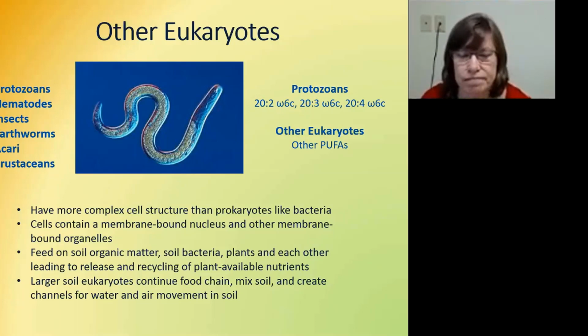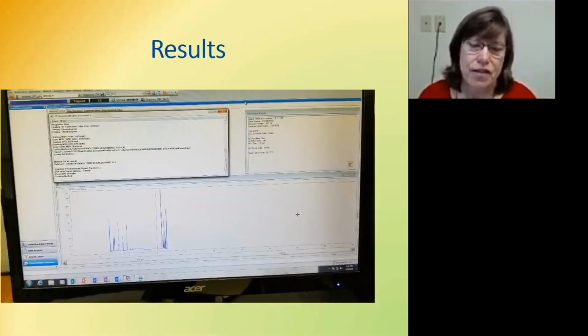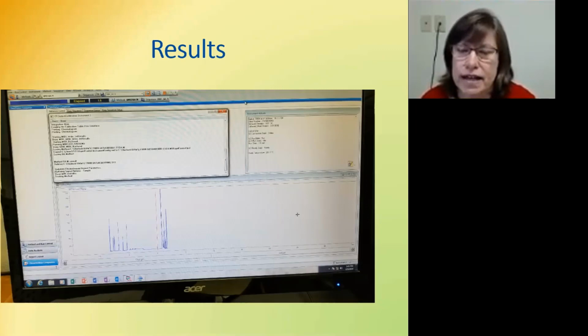I thought I would share a little bit of how it looks when we're running the analysis after we've gone through the extraction and separated out just the phospholipid fatty acids, and now we're putting on the gas chromatograph. This screen is what it looks like when we're running it. So this first part here on the left, that was actually a calibration standard.